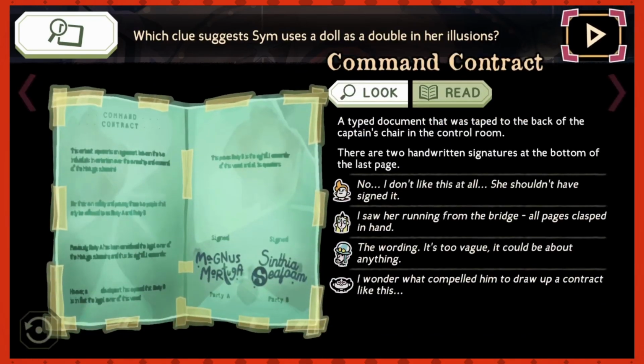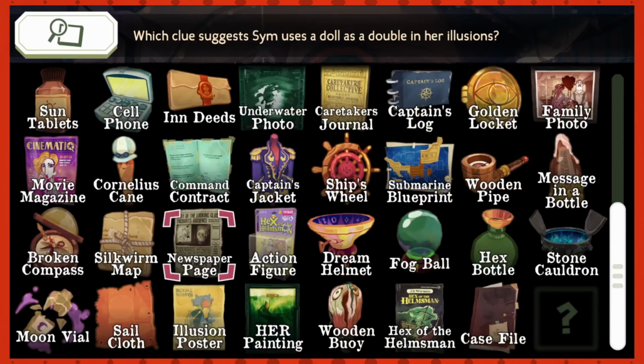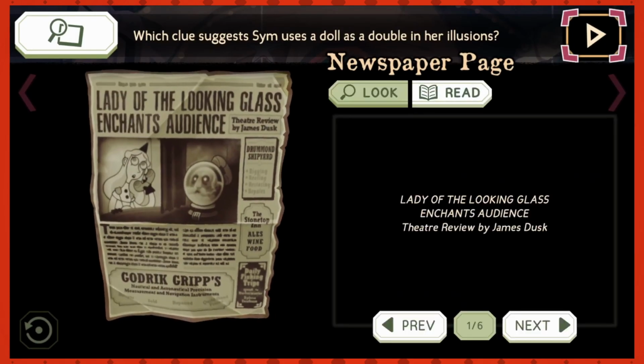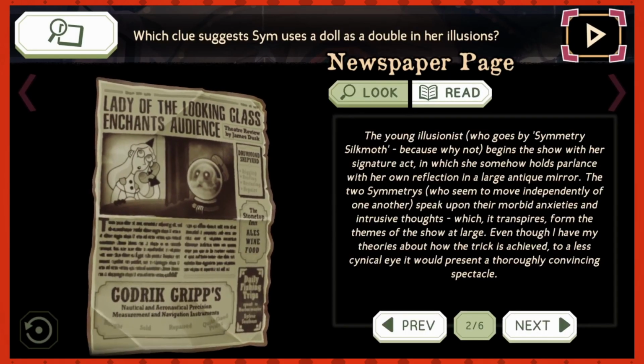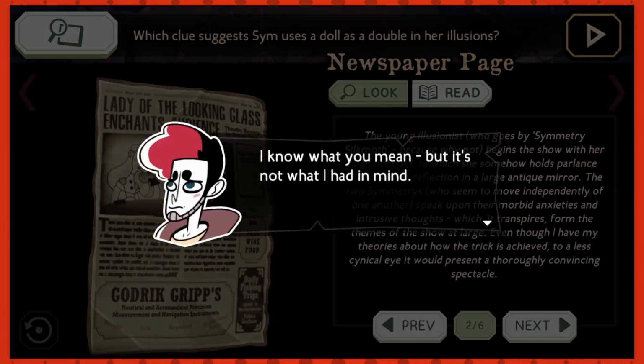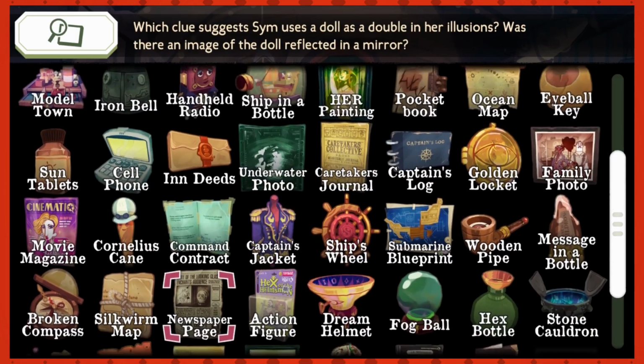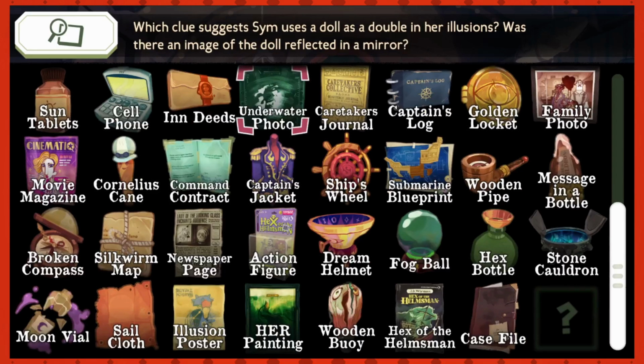Oh, not this one. Back. Well, not this. Hold on. Even though I have my theories about how the triggers... Her own reflection in a large and secret... I know what you mean, but it's not what I had in mind. Oh, well, okay. Then what?